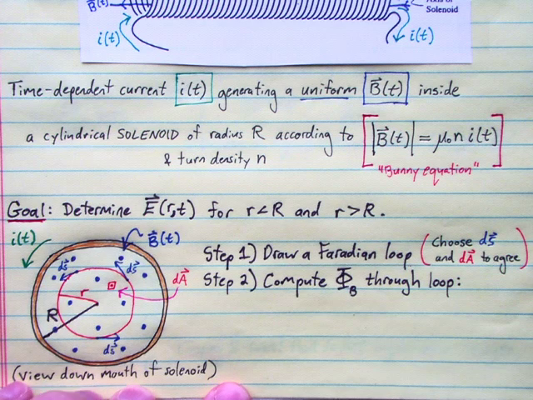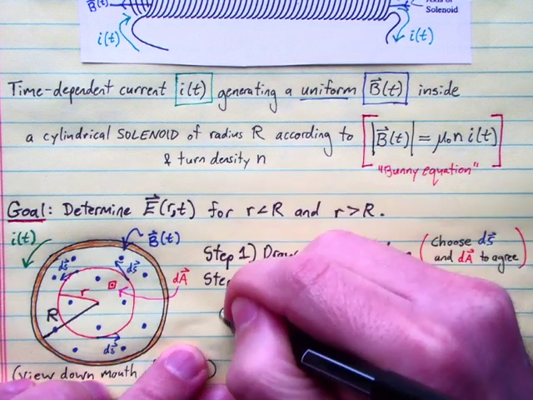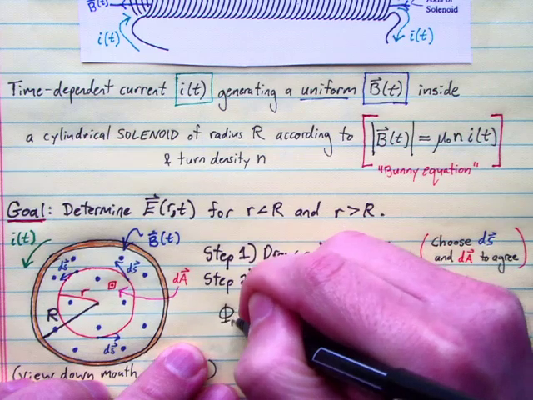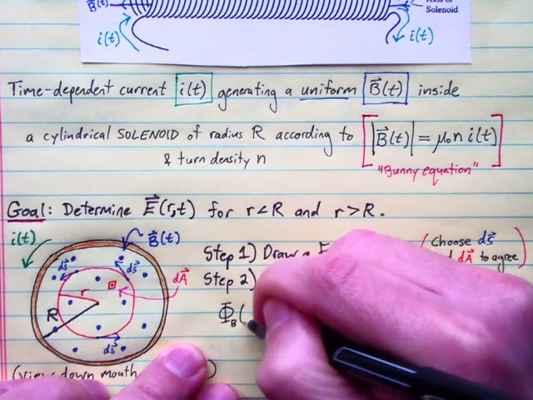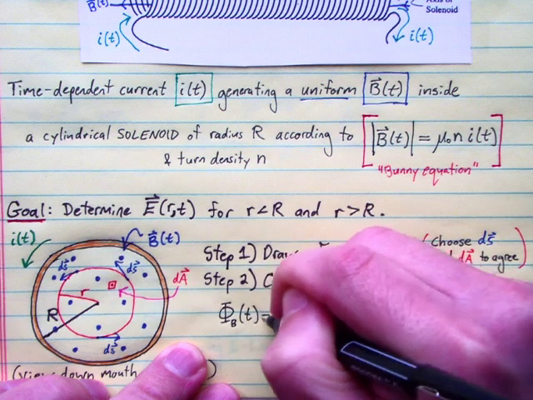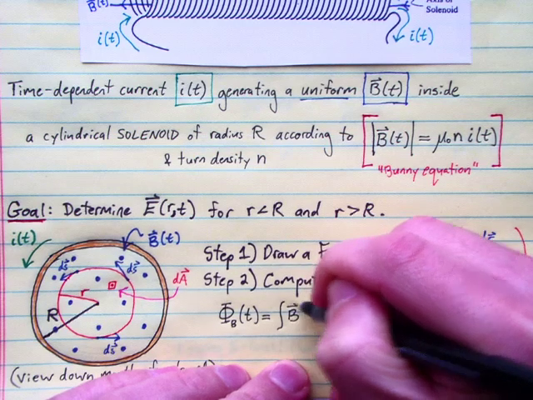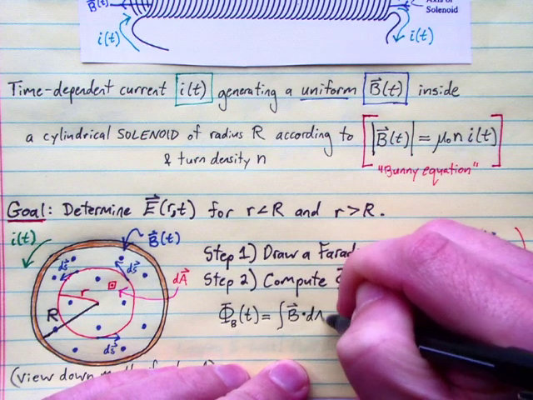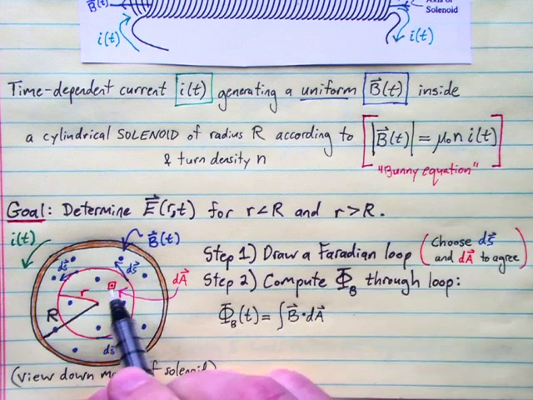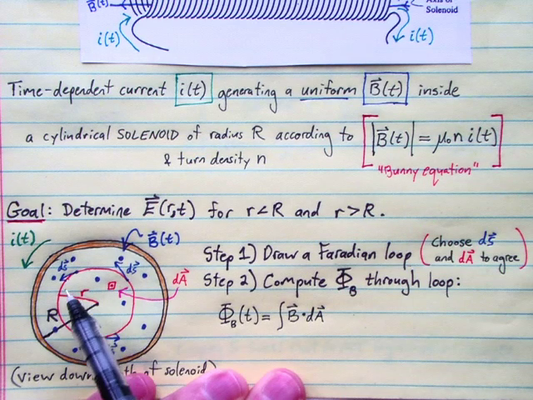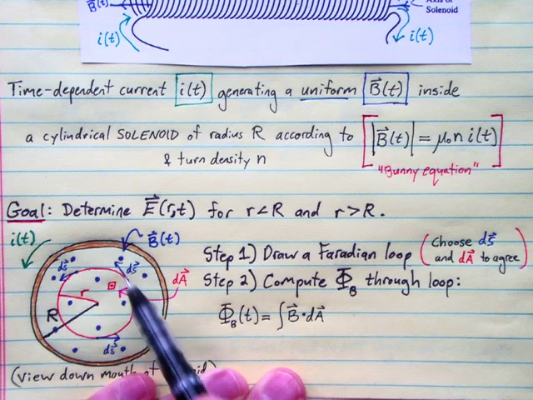flux through that loop. So our magnetic flux, phi sub B, which we're expecting to be a function of time, can be found by doing the open surface integral of the magnetic field dotted with all those dA's across the surface bounded by this closed path.